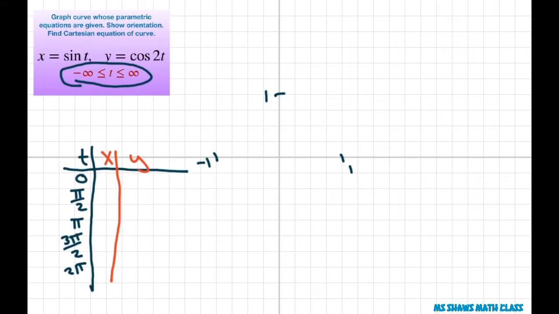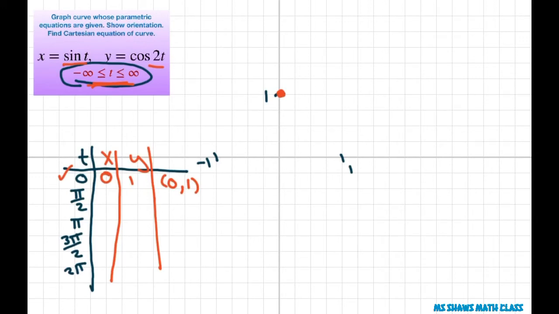So if t is 0, we're going to get 0 for my x, and cosine of 0 is 1. So this point here is going to be 0, 1. So we're starting here if we start at 0. Again, we can start anywhere. We could have started at negative pi divided by 2.